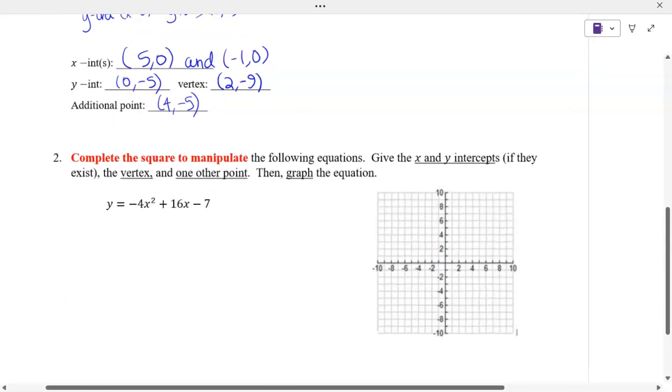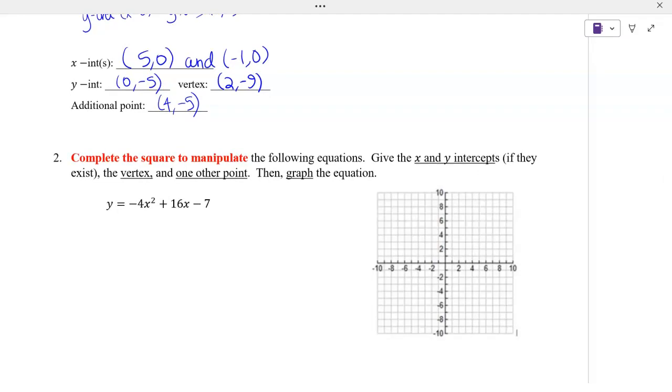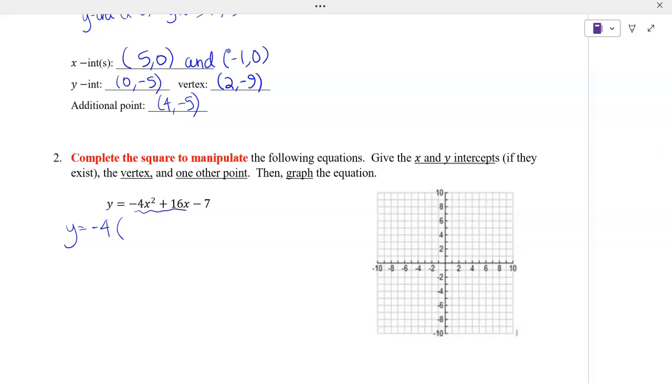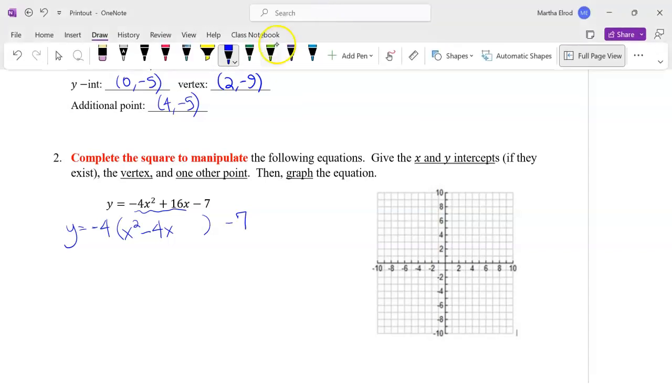So now let's look at this next example where we are looking at a different quadratic and they've asked us to complete the square. Now this has a leading coefficient other than 1, so my first step in completing the square is going to be to factor out that coefficient from just my x terms. So I factor out a negative 4 and I'm left with x squared minus 4x. And I'm going to leave a little bit of space to complete the square, and I still keep that negative 7.